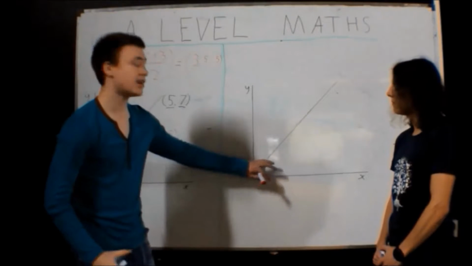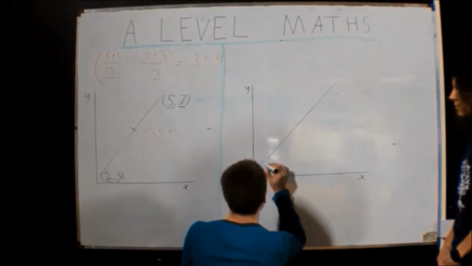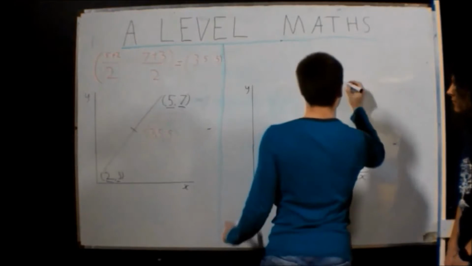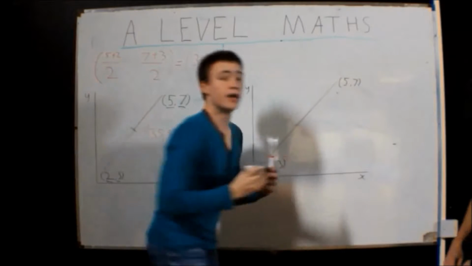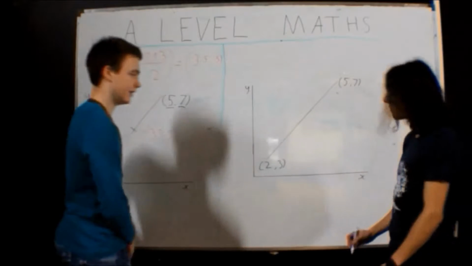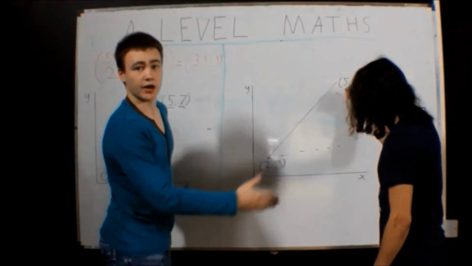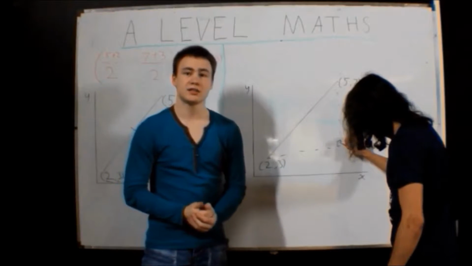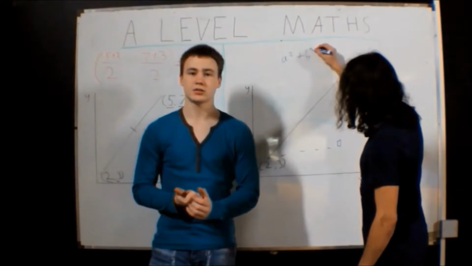Now, we have an identical graph here, exactly the same points, so let's go ahead and put them on: 2, 3, and 5, 7. So this time, we're going to work out the length of the line. Firstly, he's going to divide this line up, as you'll notice, into a right-angled triangle. Then from there, you can simply do Pythagoras: a squared plus b squared equals c squared.